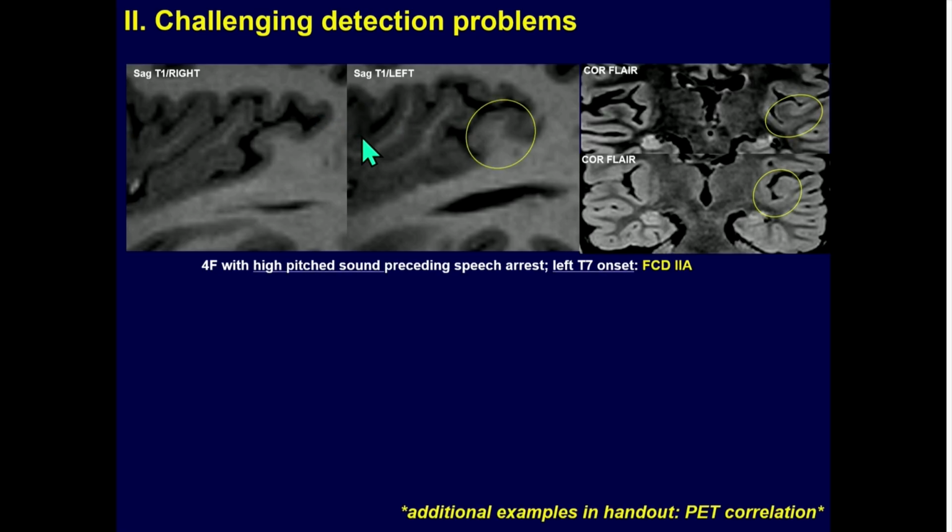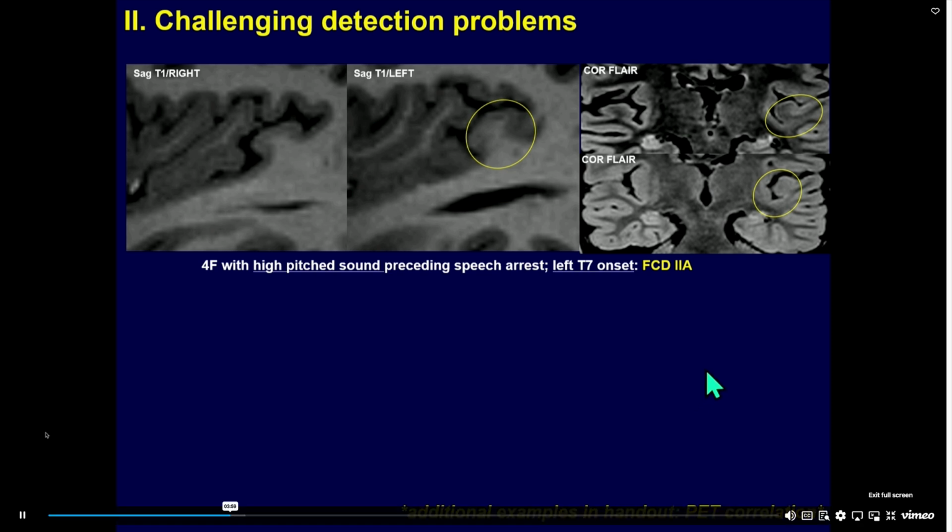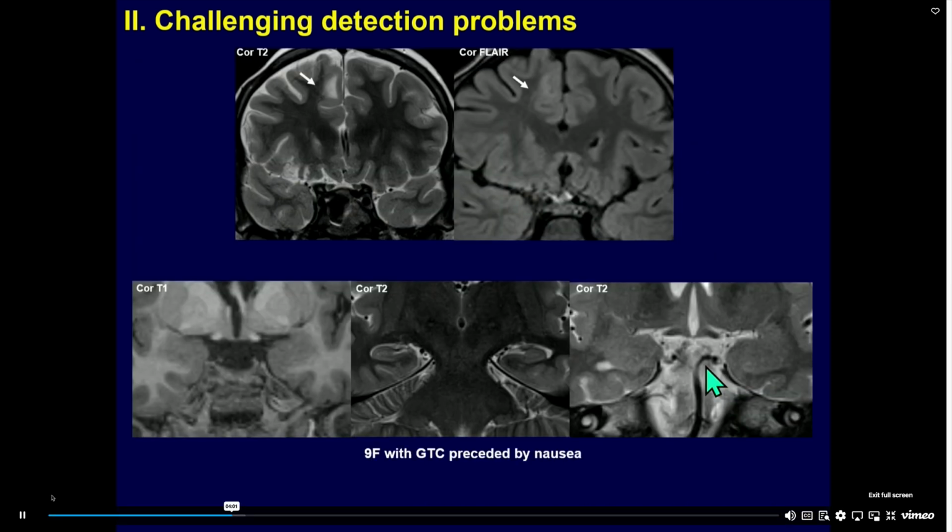Once you subject them to a long-term monitoring admission, you can see that this person had an auditory aura and left temporal onset. With that piece of information, you can focus in on the left as opposed to the right Heschl's gyrus, and you can see that there's subtle smearing. This turned out to be a cortical dysplasia type 2A with a good outcome.